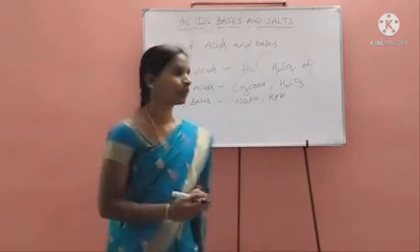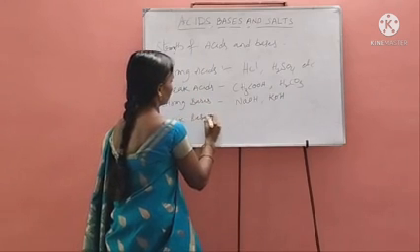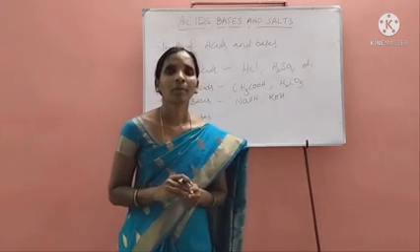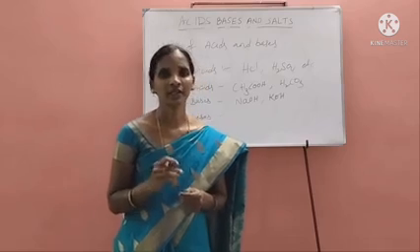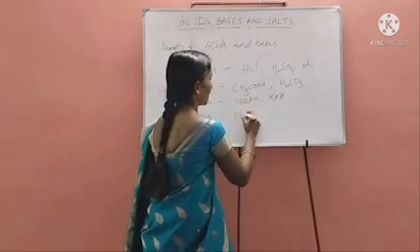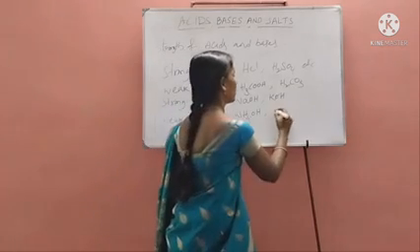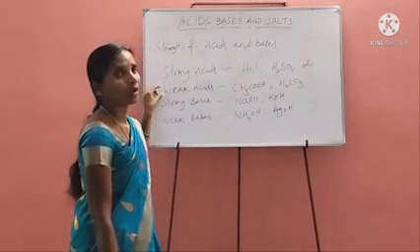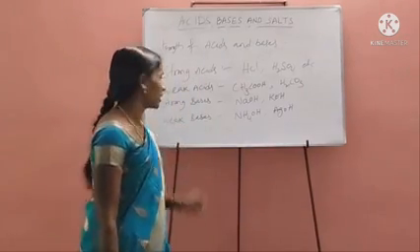Next, weak bases. A base which partially dissolves in water and thus produces hydroxide ions is called a weak base. Examples are ammonium hydroxide and silver hydroxide. These are the strong acids, weak acids, strong bases, and finally weak bases.